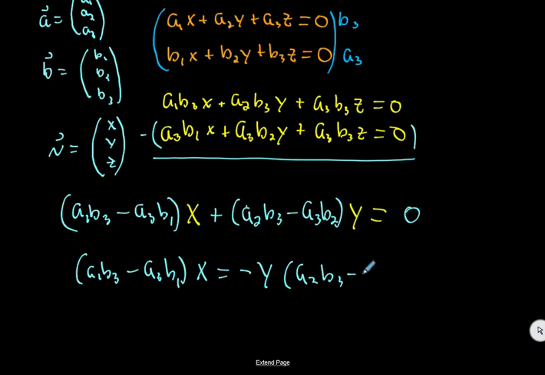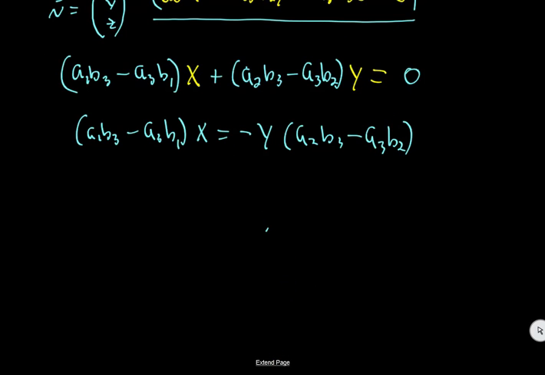a2b3 minus a3b2. And what does this give me? Well, if this is so, then for these two to be equal, my x value needs to be equal to this guy right here.